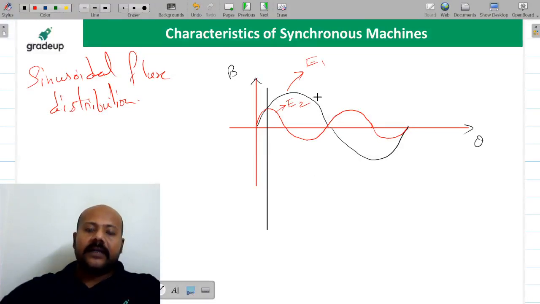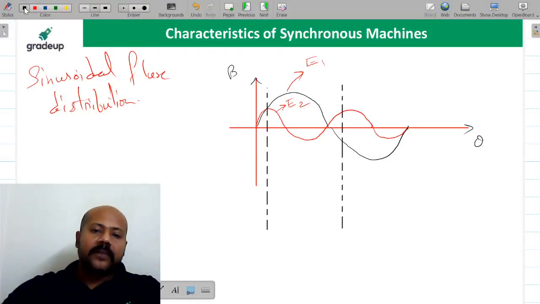Now suppose you have the coil sides like this. Just have a little bit of patience till I draw the diagram. This is very important so that you understand this.